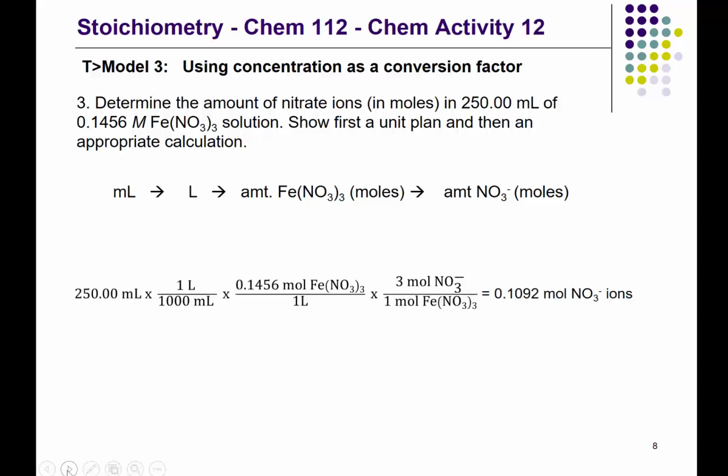So the calculation would look something like this. I take the volume in milliliters and divide by 1,000. So now I'd have a volume in liters. And by the way, if you're comfortable doing that calculation just in your head, then go ahead. So that would be 0.25000 liters. Then we multiply by the concentration of our iron nitrate solution. And then we use the ionic formula, understanding that there are 3 moles of nitrate for every 1 mole of iron(III) nitrate. And now we know the moles of nitrate ions.